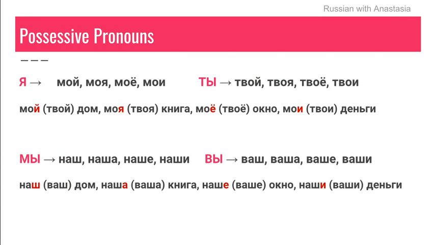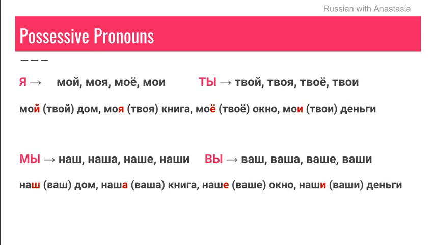The way we answer the question, whose thing is it? Я becomes мой, моя, моё, мои, changing with the gender and the number again. Ты becomes твой, твоя, твоё, твои. They sound pretty similar. Мой, твой, моя, твоя, моё, твоё, мои, твои. And the endings show us which gender this possessive pronoun belongs to.